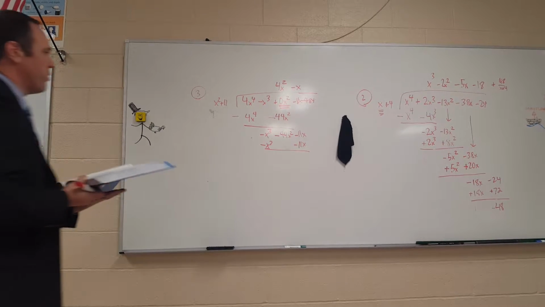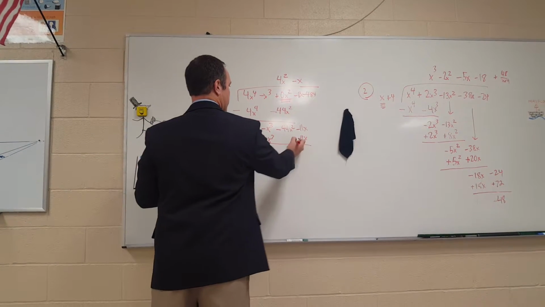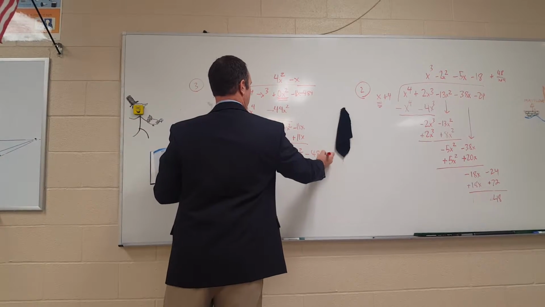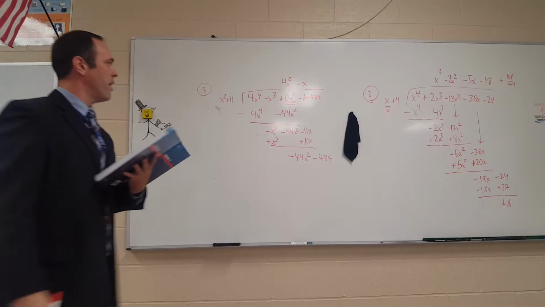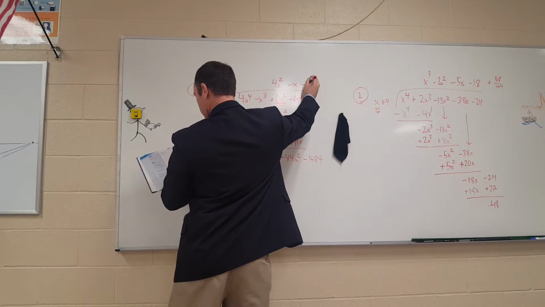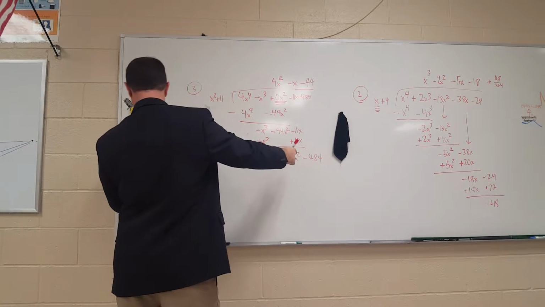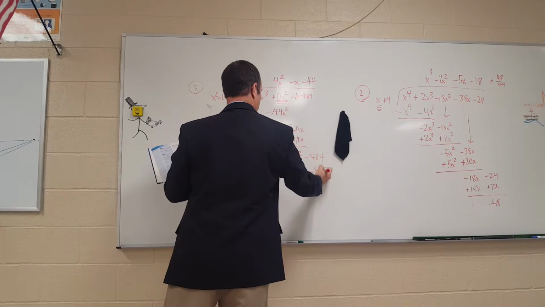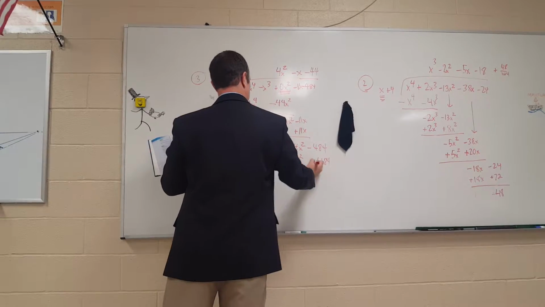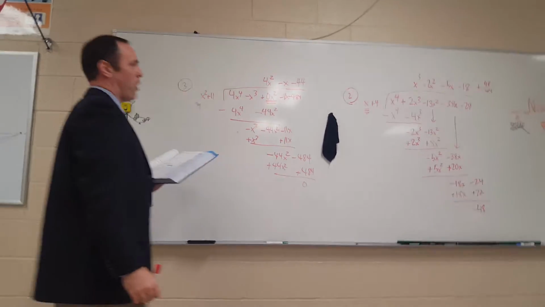Same process here. I'll do this real quick. Change the signs. So we get negative 44x squared. Bring down the 484. Negative 44x squared divided by x squared, we get minus 44. And then if we multiply, we get negative 484 minus 44x squared. Change the signs. We get a remainder of 0.